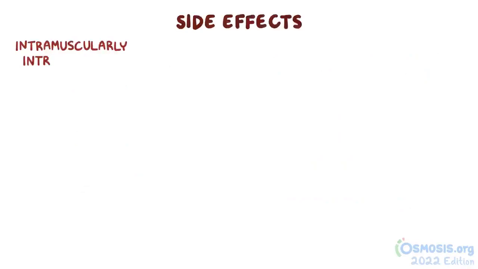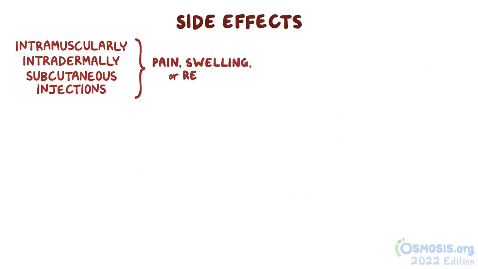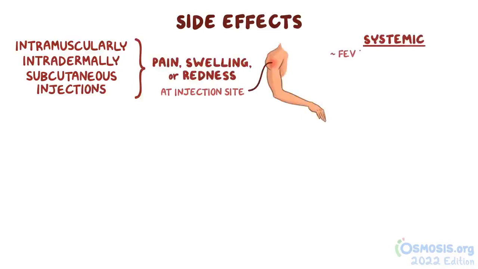For intramuscular, intradermal, and subcutaneous injections, there can be pain, swelling, or redness at the injection site. There can be systemic symptoms like fever, malaise, headache, loss of appetite, and irritability. These typically start within 24 hours of the injection and improve over 2 days.